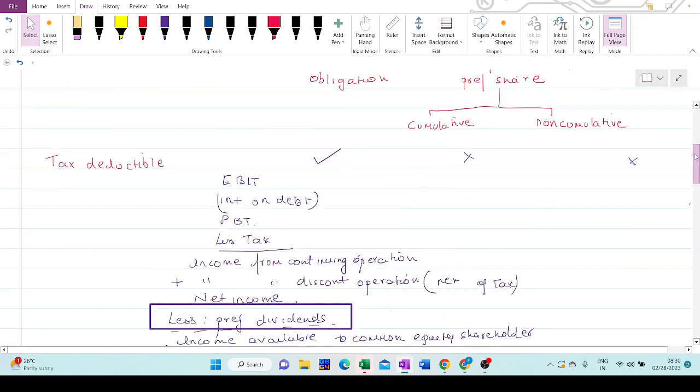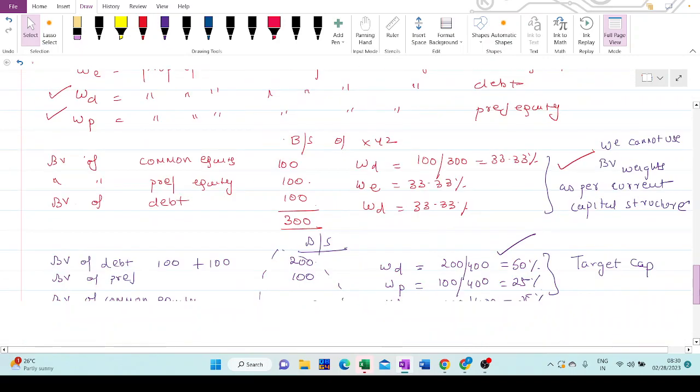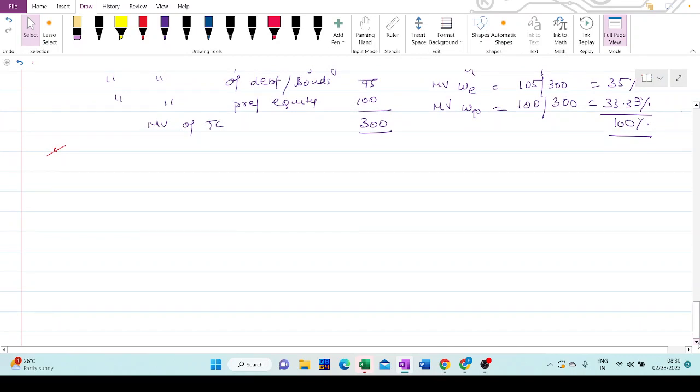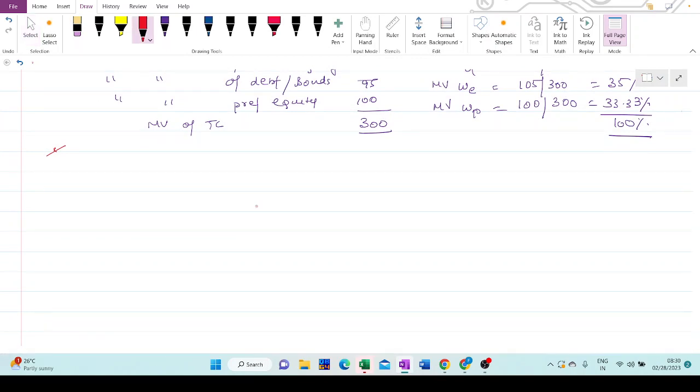Guys, are we good here? Yes, sir. Okay, so let's now quickly take an example. I hope we are clear with the CAPM model. Do I need to explain the CAPM model again? No, sir. We've done this a number of times. Okay, so we'll just discuss how to calculate the cost of debt.